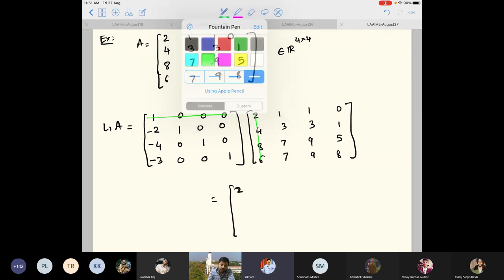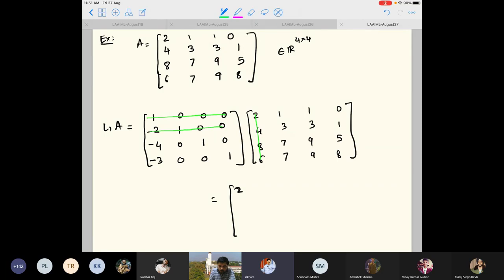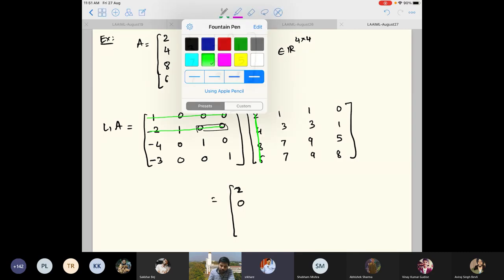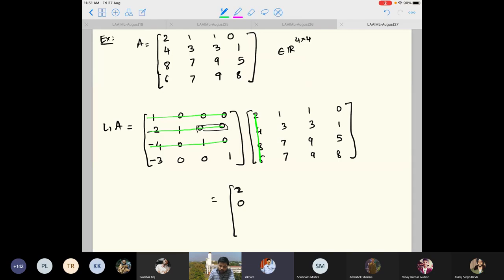What happens to the second entry? I'll look at the second row of L1 and multiply it with the first column of A. So when I multiply this, what do I get? -2 into 2, which is -4, plus 4, 0. And because of these two zeros, I'll get 0, 0. So I'll get a 0 here. Now go to the third entry below the diagonal, -4 0 1. You multiply this here. What are you going to get? -4 into 2 is 8, 0 into 4 is 0, 1 into 8 is 8, 0 into 5, 0 into 6 is 0. So what are you going to get? You are going to get another 0, and similarly here also you will get 0. Is that correct?